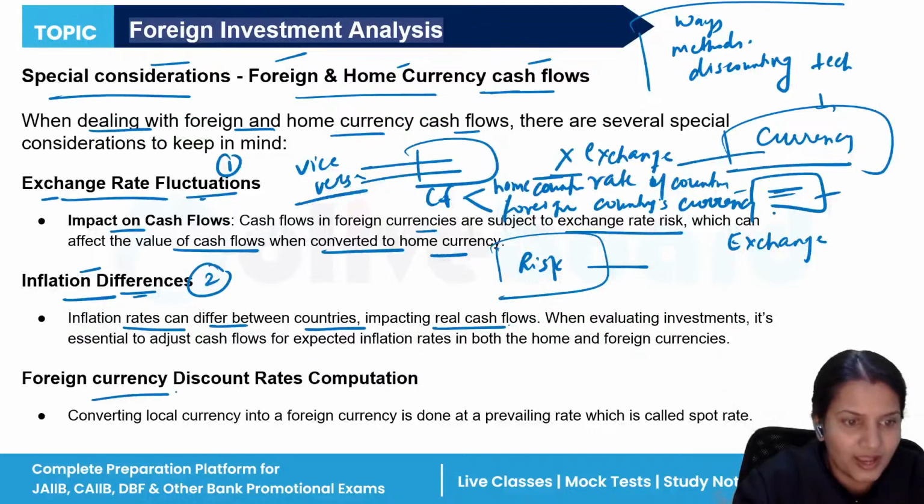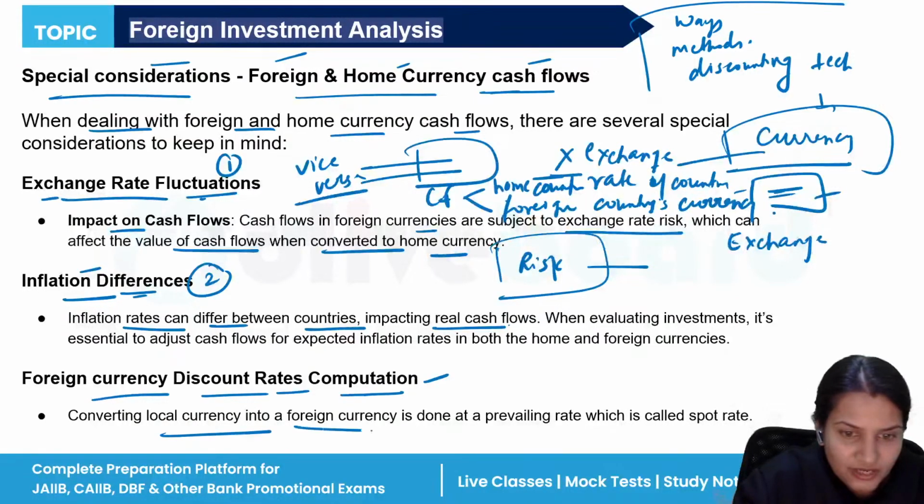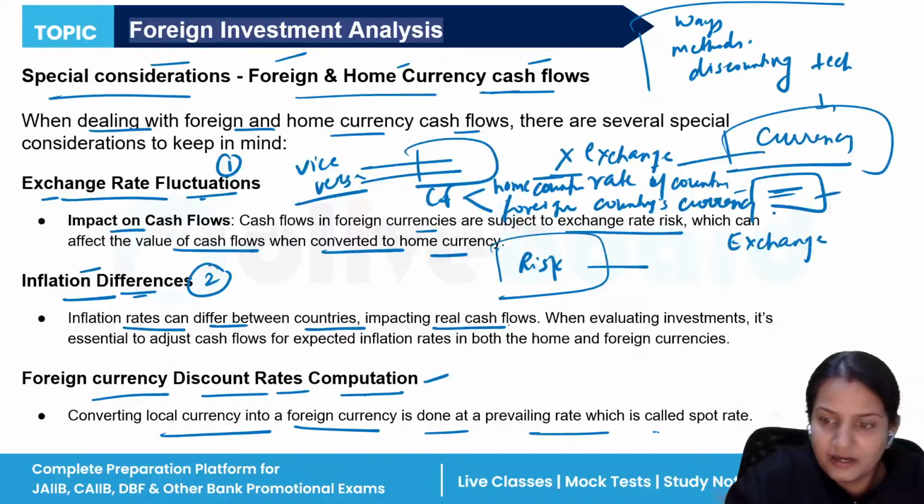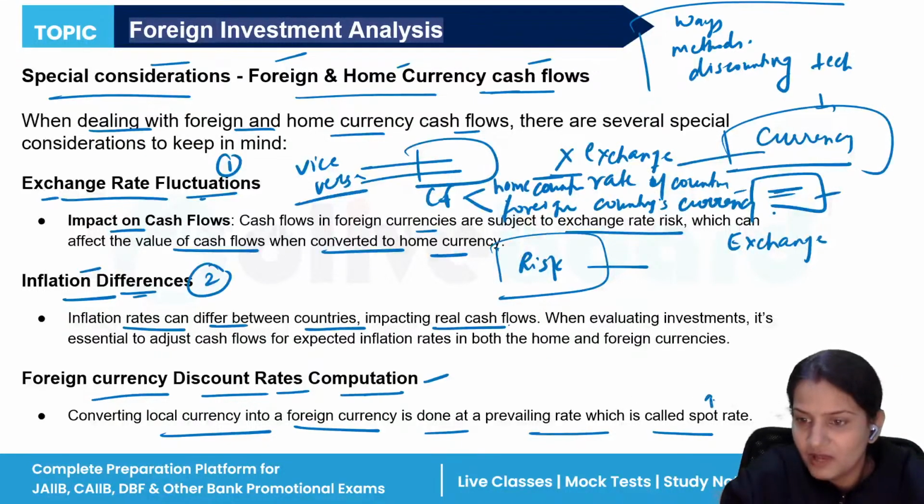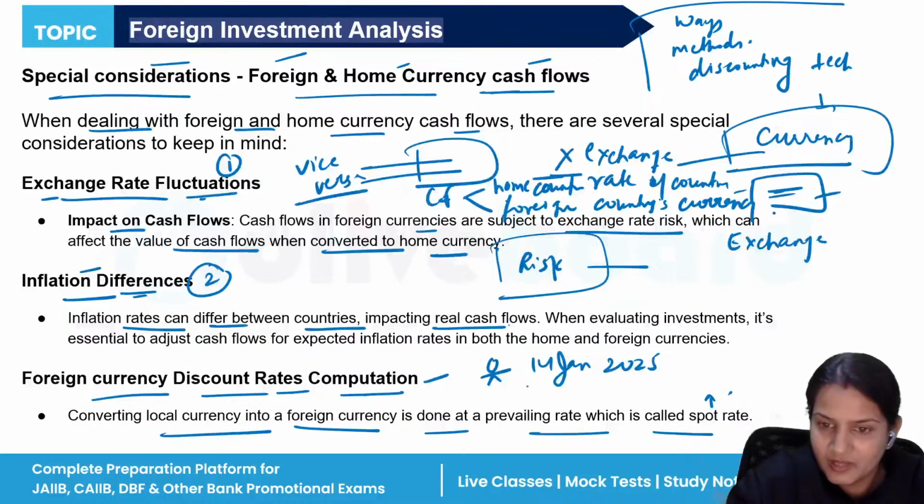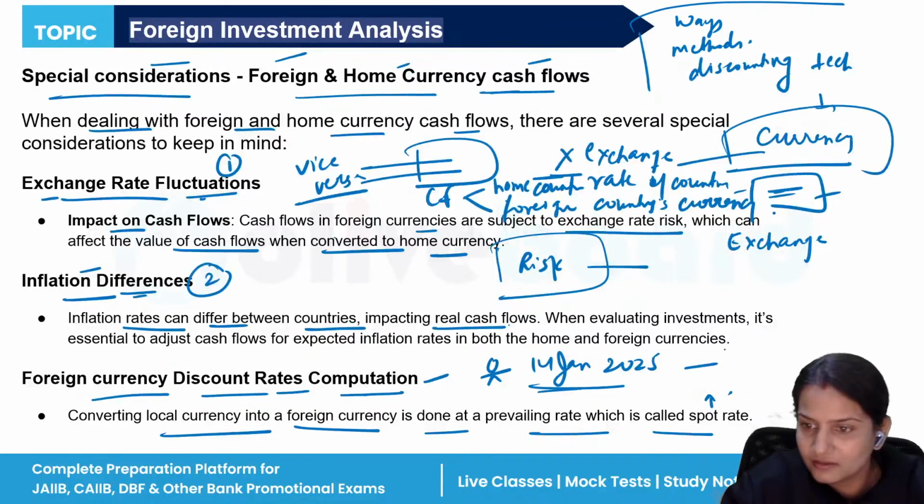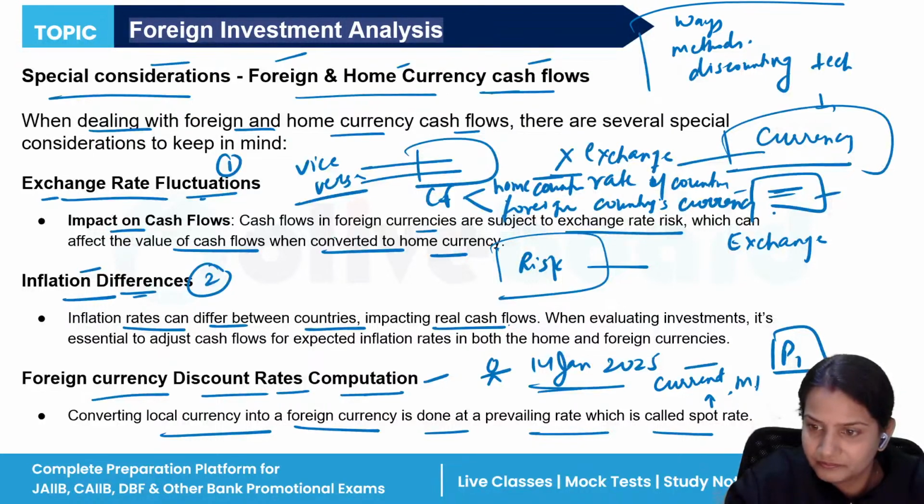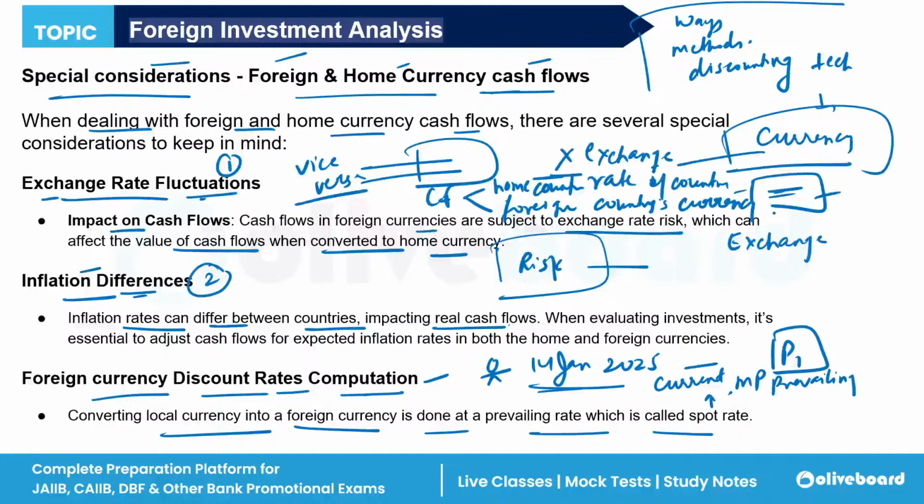And foreign currency discount rate computation, what is that? Converting local currency into foreign currency is done at a prevailing rate, which is called the spot rate. So what is the spot rate? Suppose today is 14th Jan 2025. So on this particular day, you are investing in any foreign country's project. Now, on this day, what is the current market price prevailing in that country?